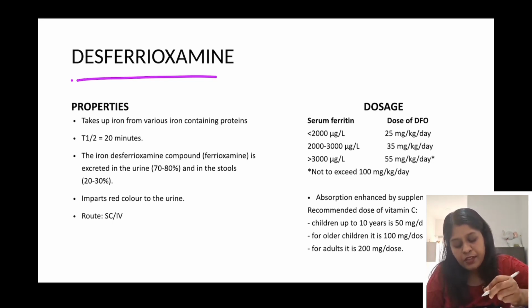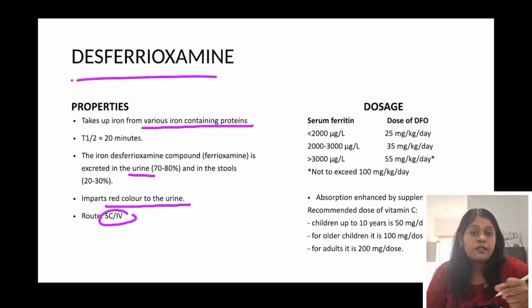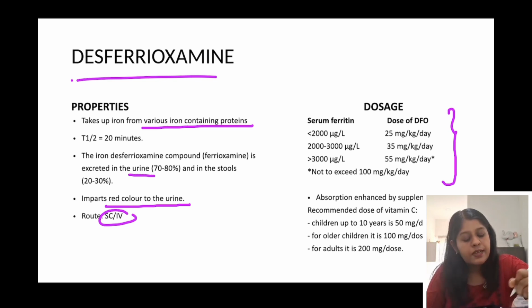So desferrioxamine: is it fulfilling the ideal chelator requirements? We'll see that. Properties: it takes up iron from various iron-containing proteins. Its half-life is 20 minutes. The iron-desferrioxamine compound, ferrioxamine, is excreted in the urine and the stools, giving a red color to the urine, and it is an IV. We wanted something that is oral, whereas this is IV. Absorption is enhanced by supplementing vitamin C.